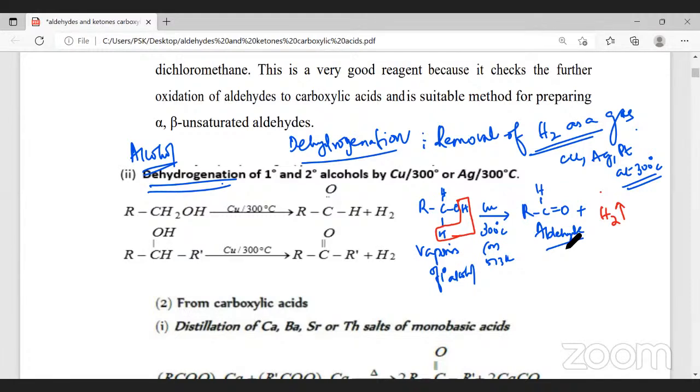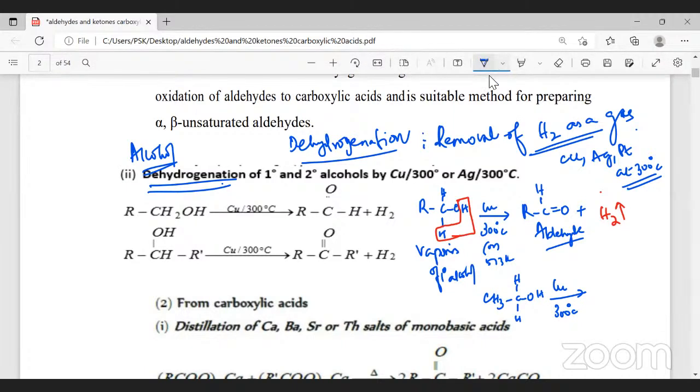So when primary alcohol vapors are passed over heated copper at 300 degrees Celsius or 573 Kelvin, dehydrogenation takes place. Removal of hydrogen takes place, forming an aldehyde. Now, if we take a specific example, CH3CH2OH, this is ethanol. When ethanol vapors are passed over copper at 300 degrees Celsius, the hydrogen atom of the OH group and one of the hydrogen atoms of the carbon containing the OH group get eliminated as hydrogen gas, and you have CH3CHO. This is called acetaldehyde. So primary alcohol on dehydrogenation gives aldehydes.